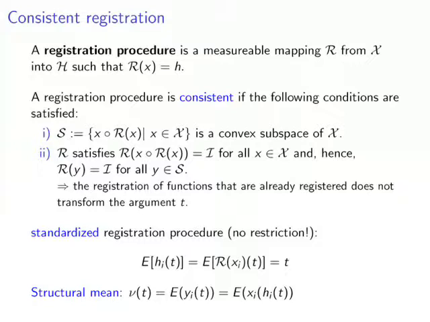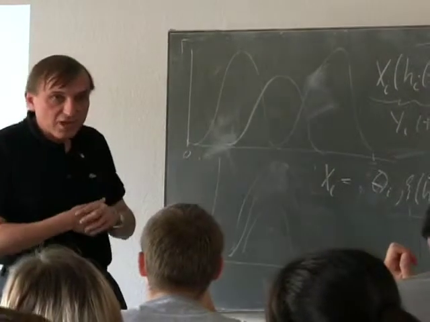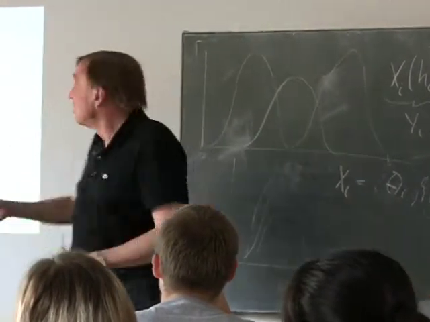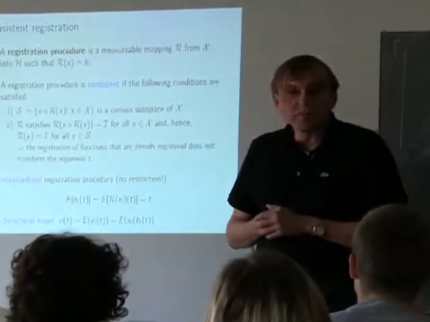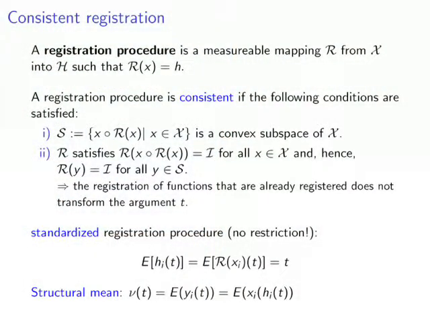So the registration of functions that are already registered does not transform the argument. Yeah? But in principle, it's a measurement that aligns every curve of this type from the basic structure, we suppose, gives a warping function. But I think these two properties should at least be satisfied in order that a registration procedure makes sense. And these are not simple properties. Not very simple to show that.